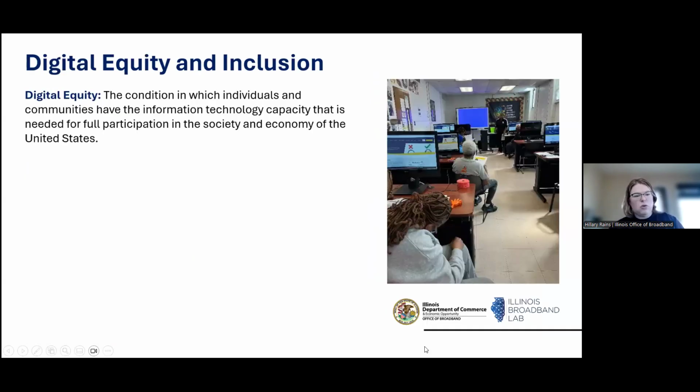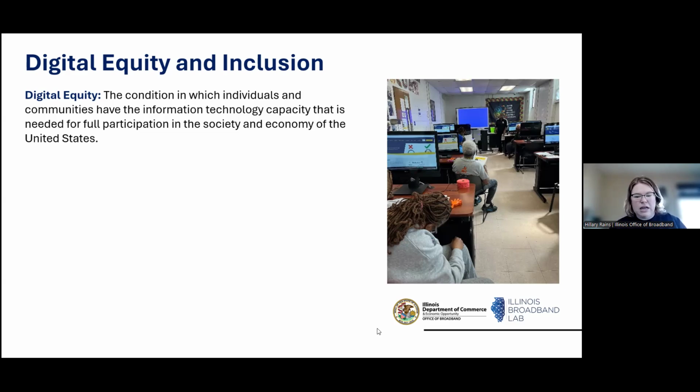So again, most of you are probably very familiar with digital equity, but we like to make it a touch point when we start talking about digital equity and inclusion. The official definition here, digital equity is the condition in which individuals and communities have the information technology capacity that is needed for full participation in the society and economy of the United States. We live and breathe that definition every day, so we want to make sure that everyone's familiar with it.